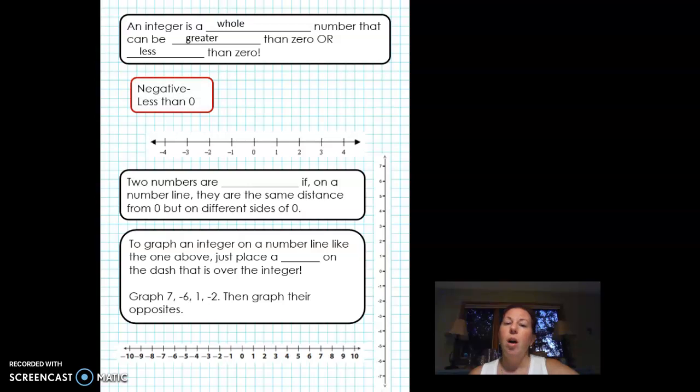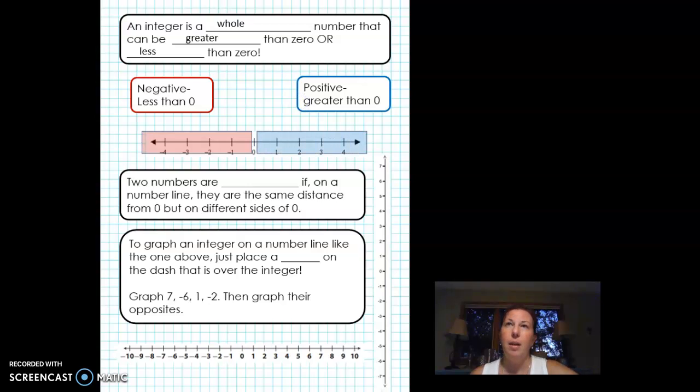Negative numbers are on the left-hand side of 0 on a number line. They are less than 0. Positive numbers are greater than 0 and are located on the right-hand side of the number line. 0 is neither a positive nor a negative number. Two numbers are opposites if on a number line they are the same distance from 0 but on different sides.